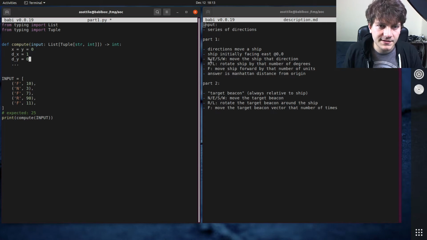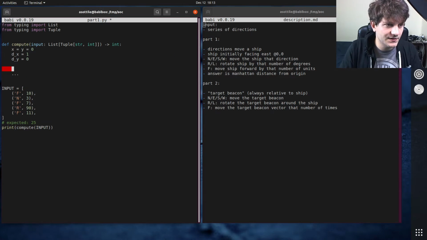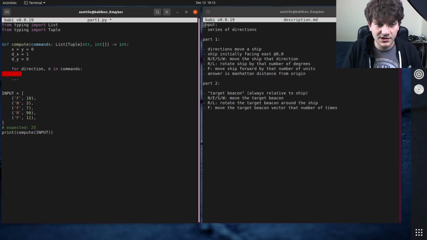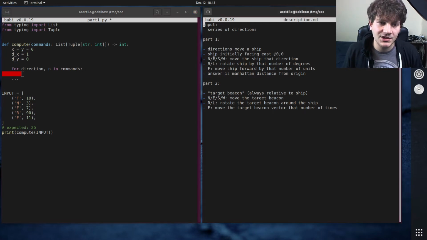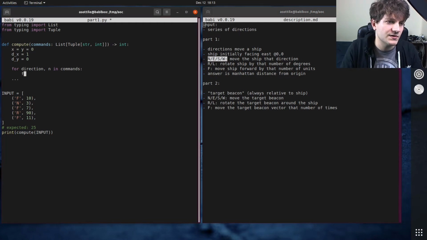And let's see. We're going to loop over all of the instructions, for direction, n in input. Maybe input is a bad name. Commands. That seems like a better name, because input is a built-in in Python. So for direction, n in commands, we need to decide based on each of the different direction types. So there's north, east, south, west. Those are the easy ones. So let's do this first.